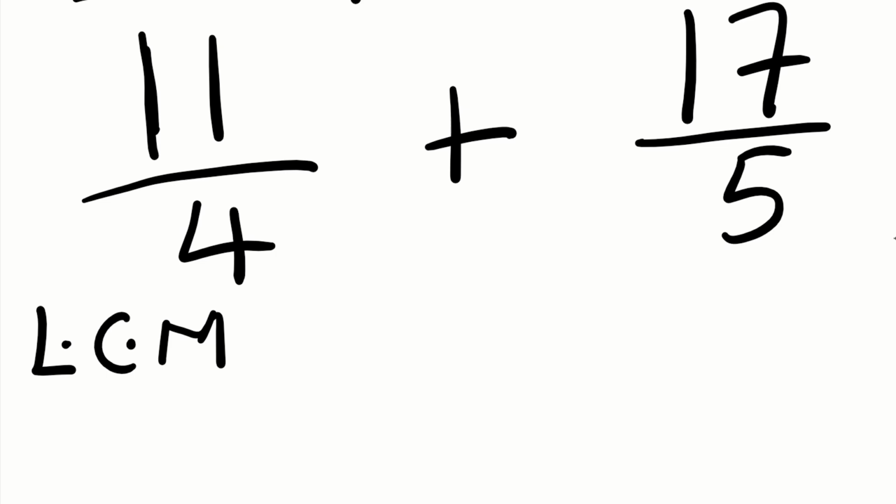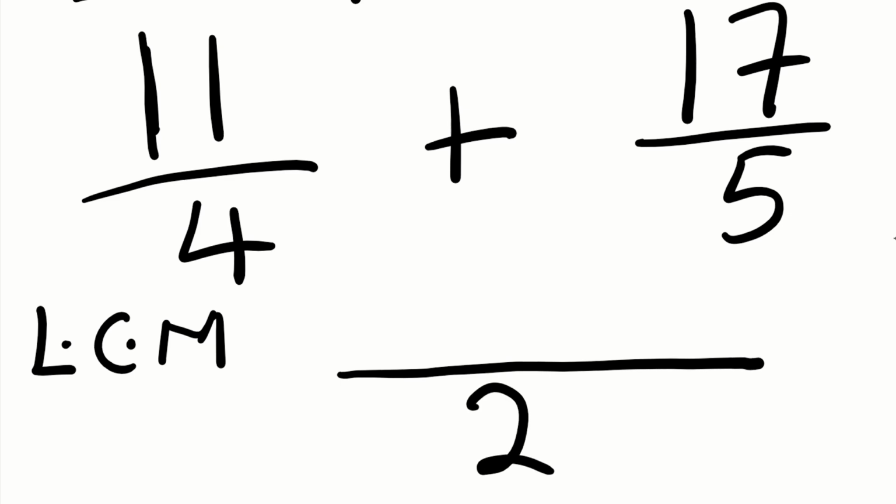So what I do in that case, I'm going to put a line here, right? I put 20 at the bottom, right? So when I put 20 at the bottom, I'm going to say how many times can 4 go into 20? The number of times 4 can go into 20 is going to be what? 5. I have 5. 5 is going to multiply 11.